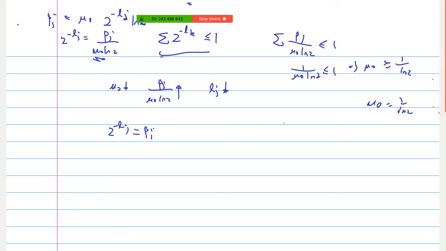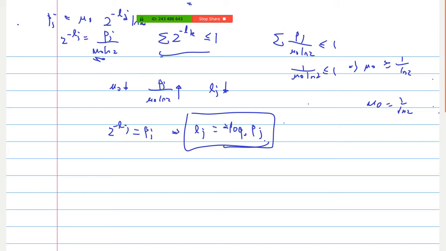In other words, the length lj is simply equal to minus log 2 of pj, right? This is something I should emphasize here. After the entire optimization, it gives the suggestion that if the probability of the outcome of the symbol is pj, then the best length for that symbol should be minus log of pj.